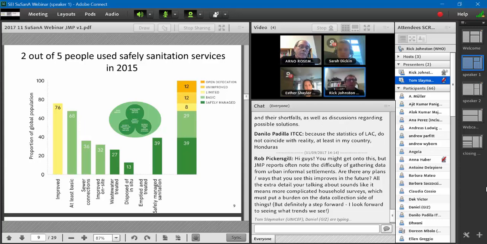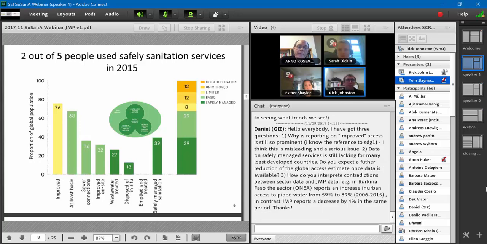But then for the improved on-site facilities, the 32% of the population, 13% of those we could say were disposed of in situ. They never left the premises. As for emptied and treated, we were able to collect information on emptying of on-site sanitation facilities in some countries, but weren't able to collect enough information on the fate of the wastes, how many of them made it to treatment and received adequate treatment.